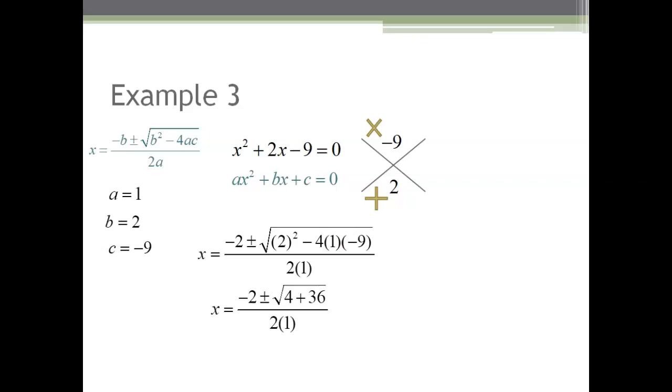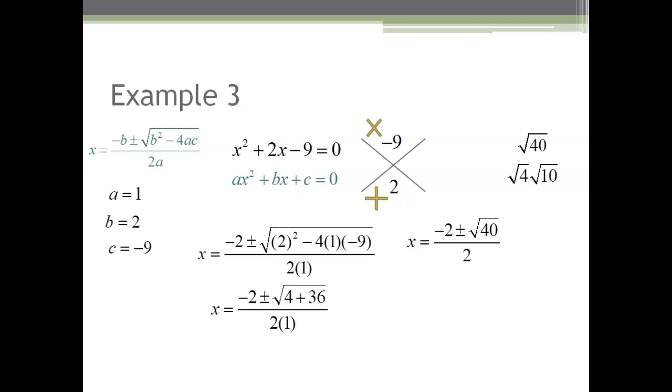And we can simplify that down to the square root of 40. So now we have negative 2 plus or minus the square root of 40 all over 2. Now let's think about whether or not the square root of 40 can be simplified. Well, 4 is a perfect square. That's a factor of 40. So what we can do is split up the square root of 40 into the square root of 4 and the square root of 10.